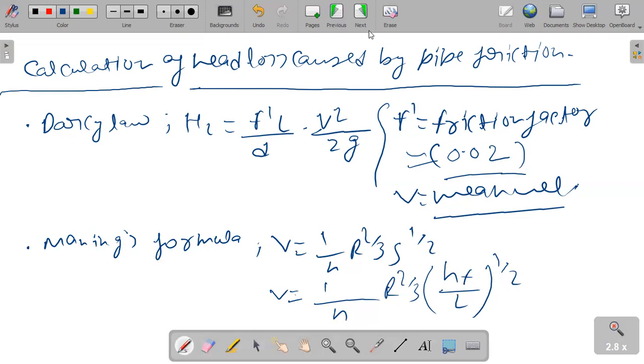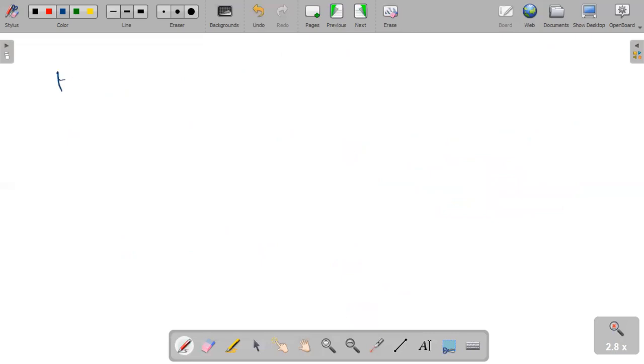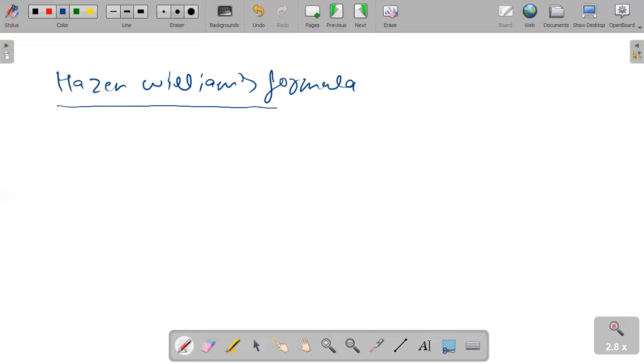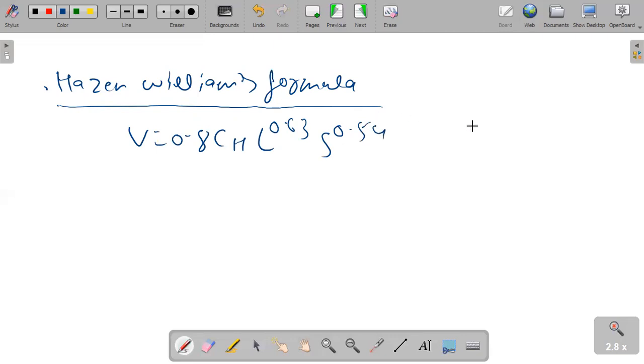Next is the Hazen-Williams formula. In the Hazen-Williams formula, we have V = 0.8 × CH × R^0.63 × S^0.54, where S is the head loss HL by L, and CH is the roughness coefficient.